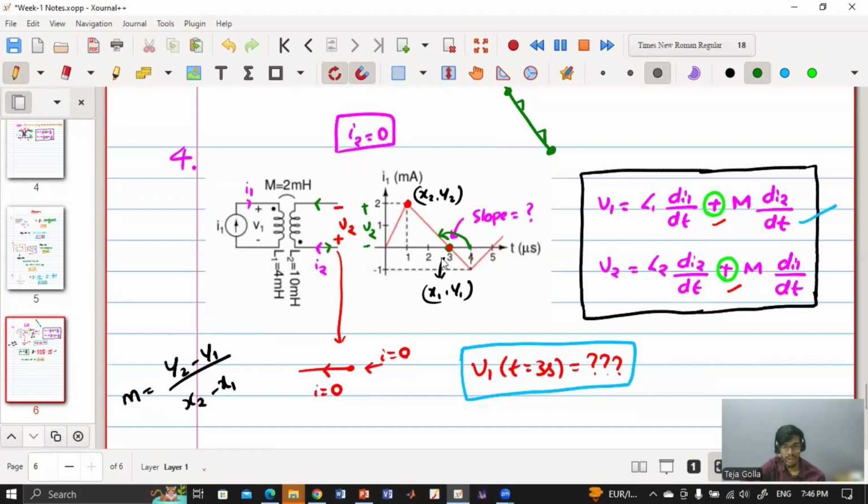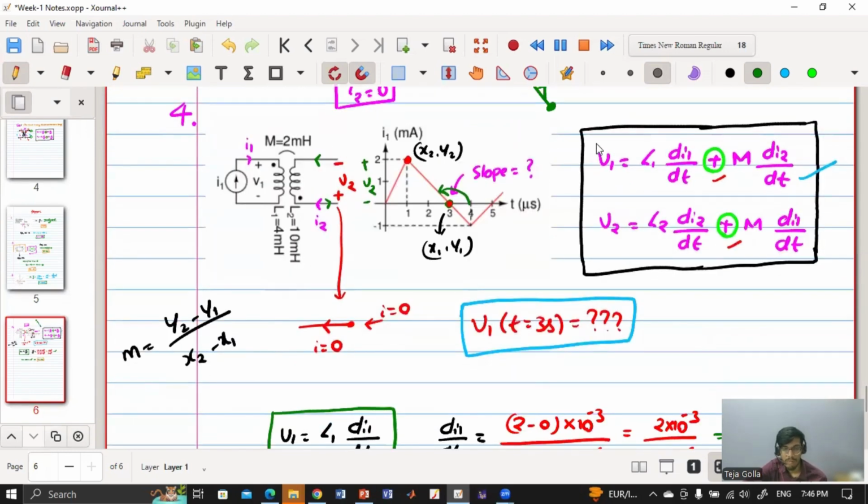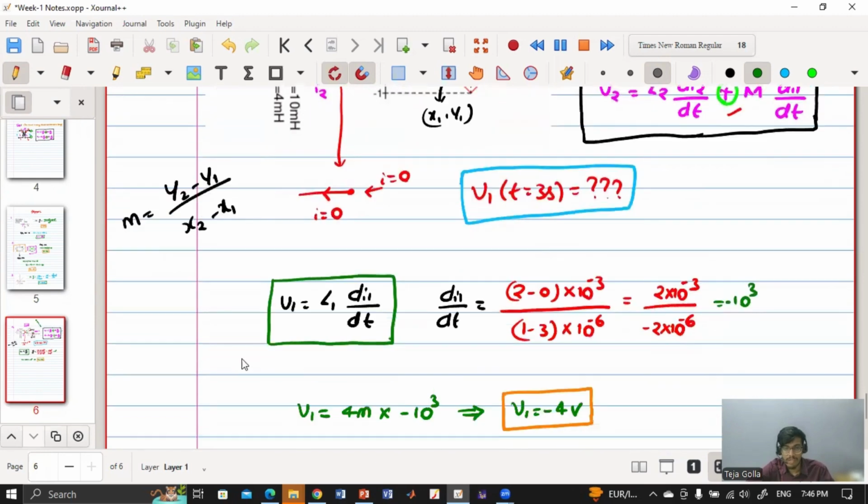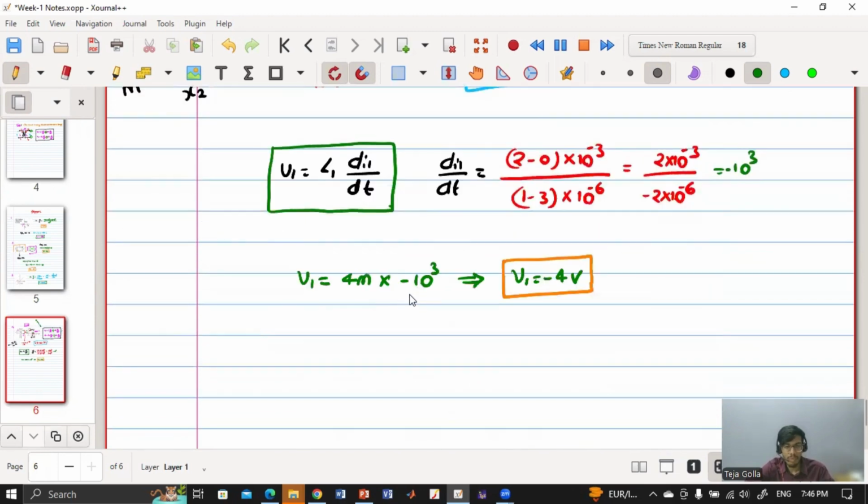So here we have considered these 2 points and then calculated the slope. And from the polarity that we have learned, we first wrote the equations, and then using one of the equations, we have calculated the voltage. So is that clear? Is that part clear?